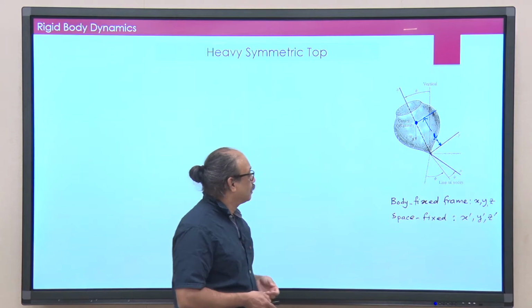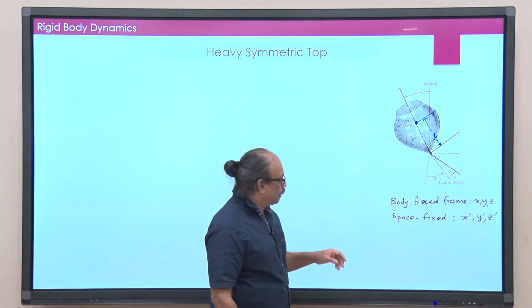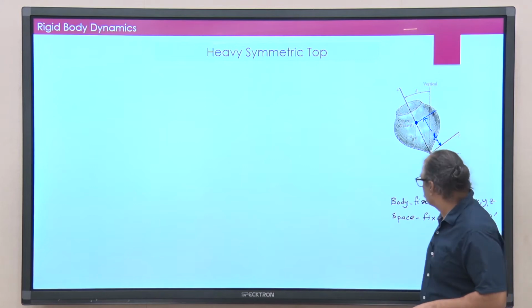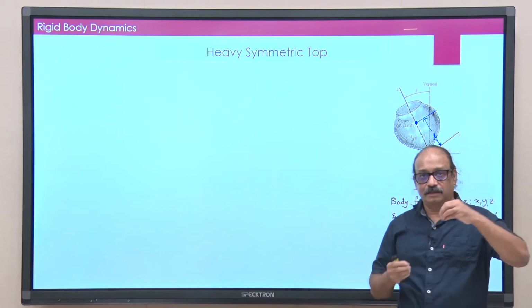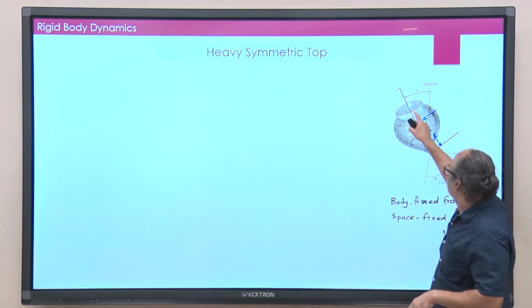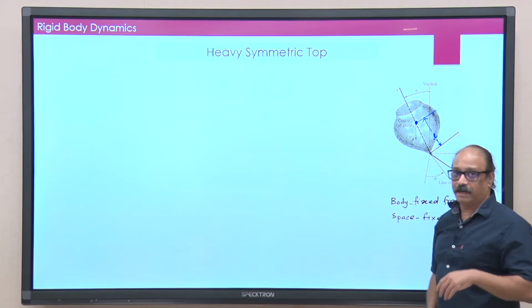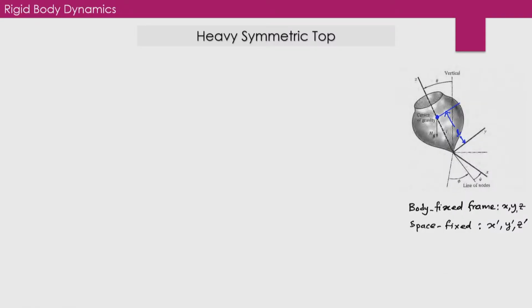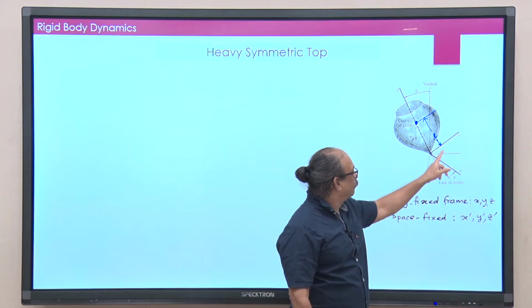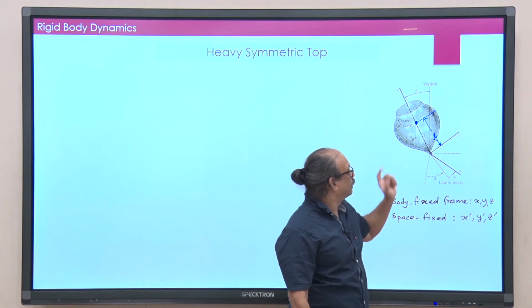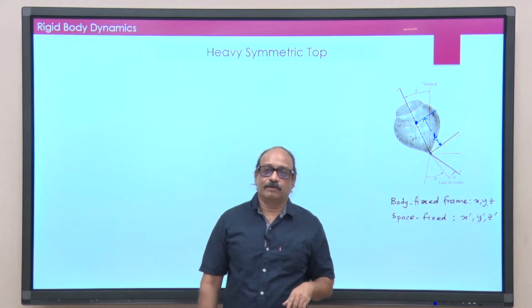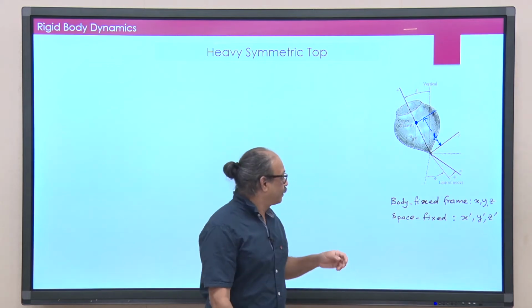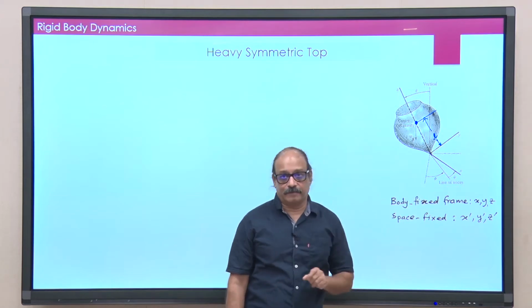So, this is not a torque free system, and the three Euler angles are also very easy to see. Once it has tilted, the axis of the top, which is the z axis, makes an angle theta with z prime. Then the nodal line you can get by taking the cross product of z and z prime, and from the nodal line to x and from the nodal line to x prime define the two angles phi and psi.